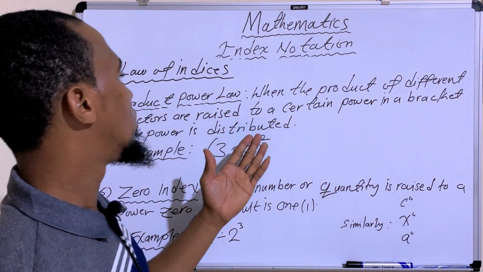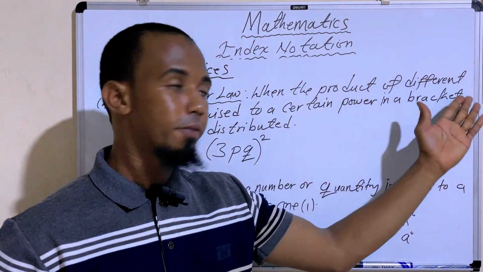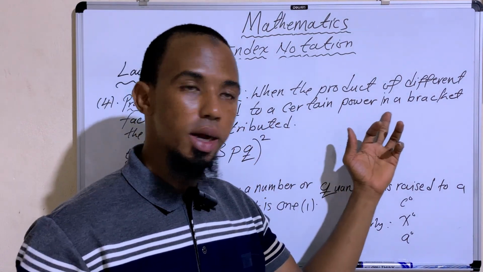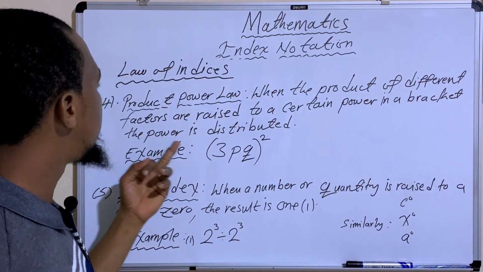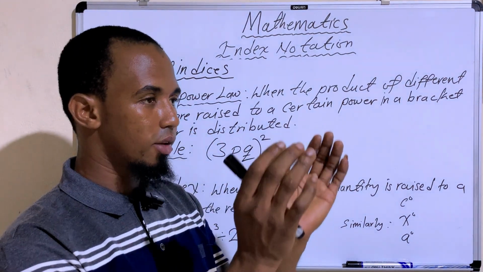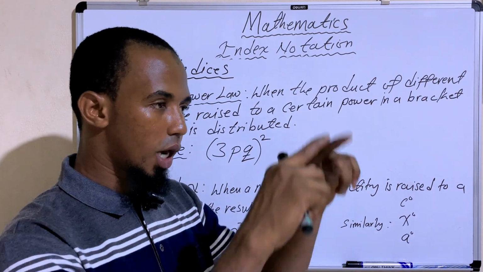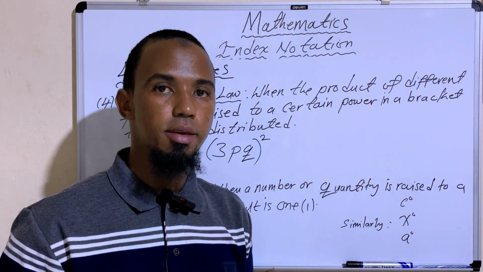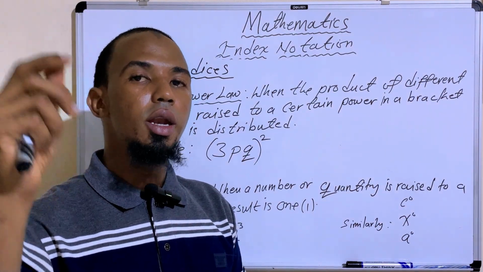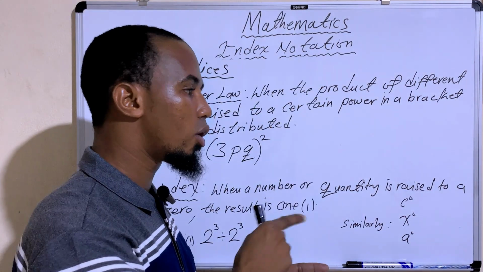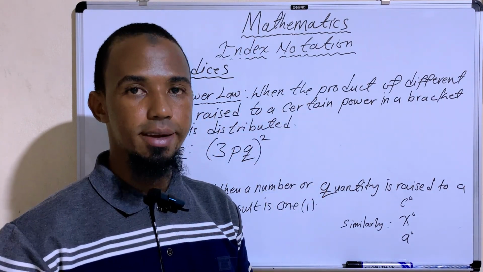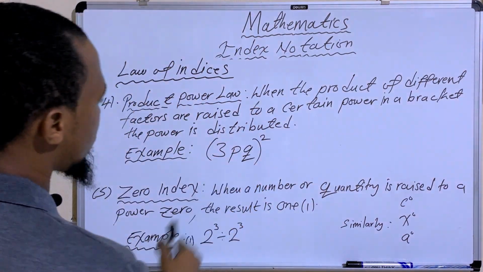The product power law says when the product of different factors are raised to a certain power in a bracket, the power is distributed. For example, if you have certain particular numbers which are enclosed in a particular bracket and it is raised to a particular power, that power is distributed to all of the numbers which are within the enclosed brackets. Okay, now we look at this example.